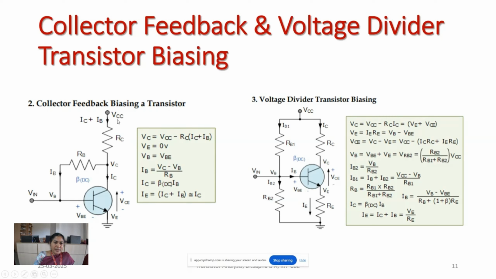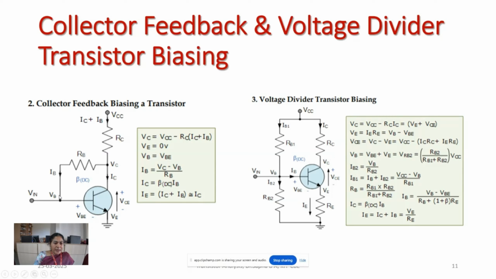So what is the equation corresponding to this terminal? VC will be equal to VCC minus ICRC. Here, both resistances carry current: whatever IC is flowing here will be IC, and here it will be IB. So VC will be equal to VCC minus ICRC minus IBRC. Similarly, we can consider VB equal to VBE, and VE can be considered to be 0 here.